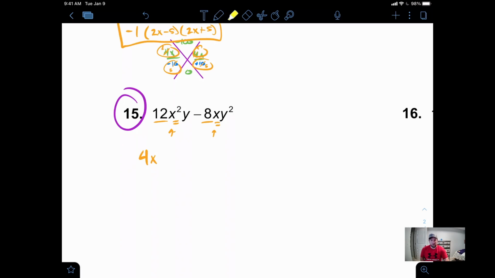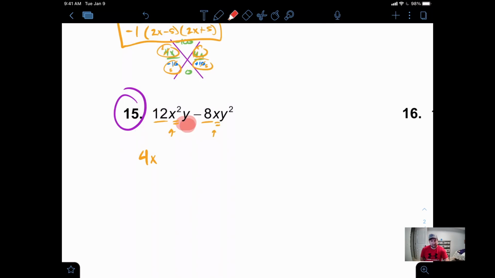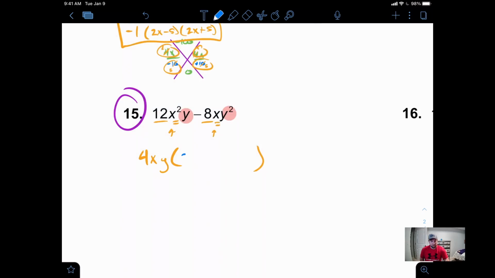Now, if I notice, they actually both have y's as well. This one has 1, and this one has 2. So I can pull out as many as the fewest one has. So I can pull out 1y from that. Now, let's see what we're left with. So 12 divided by 4 would leave us with a 3. I started with 2 x's, I pulled out 1, so I only have 1x left. I started with 1y, I pulled out 1y, so I don't have any y's left there.